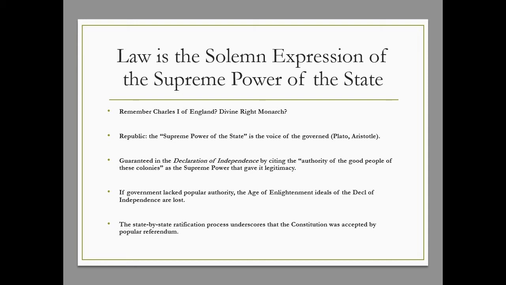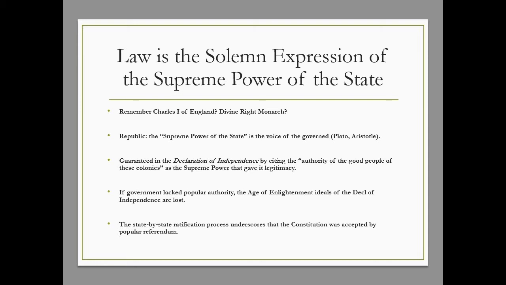Okay. So if a government lacked popular authority, any government subsequent to the Declaration of Independence lacked popular authority, I would argue that the Age of Enlightenment ideals in the Declaration of Independence are lost. The great noble fight that were the principles of the Declaration of Independence, if they're not effected in a form of government, are lost. They were nothing but hot air. If we could just go back to a monarchy or to some kind of an oligarchy or even to a direct democracy, those principles would be lost.